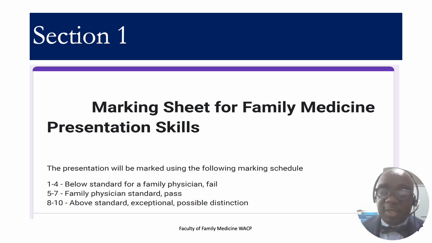Now note that there will be specific rubrics for each section, but a score of 1 to 4 is a fail. It's assumed to be below standard for a family physician. A standard or pass is any score between 5 and 7, while a score above 7, that is specifically 8 to 10, indicates it's above the minimum standard and is exceptional, possible distinction. So we'll use this throughout for the sections, with modifications as required.